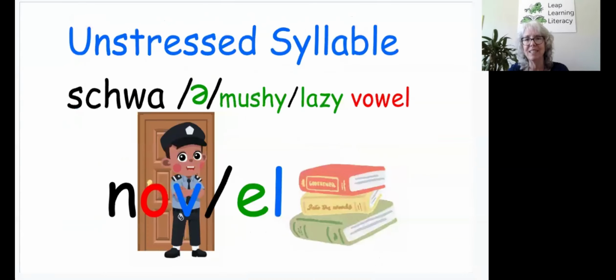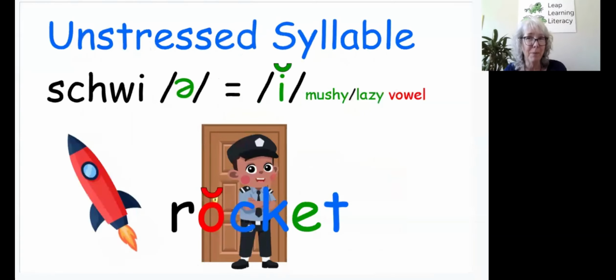Then we have our unstressed syllable, our schwa and our schwi, where the vowel sounds are mushy, weak, or lazy, as in the word novel, you hear it, I don't say novel. Then when it sounds like a schwi, it's a little bit more like a short I. I say rocket, I don't say rocket. Those are unstressed syllables. And every vowel can say those mushy, weak sounds. Makes it hard reading, but it's really hard with spelling. But we've got some tricks.